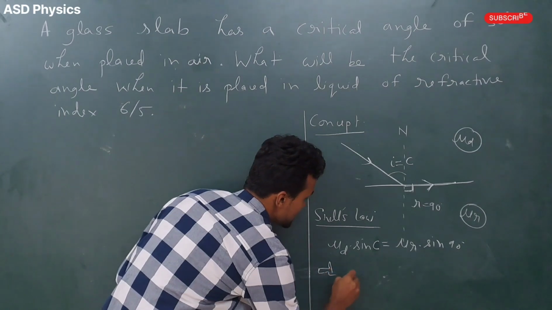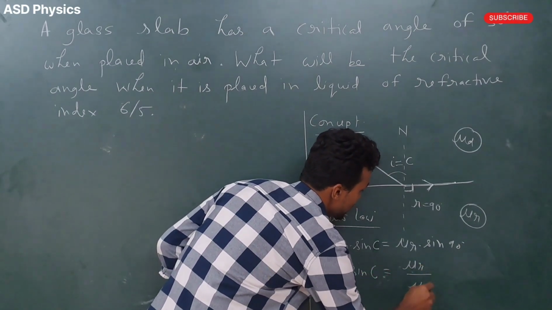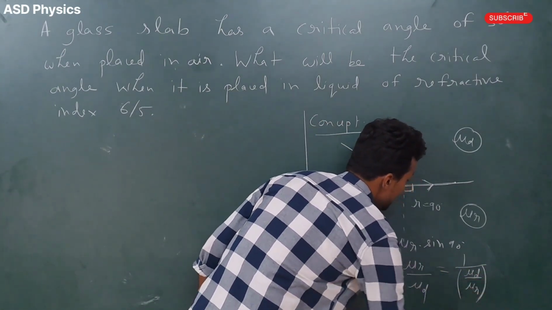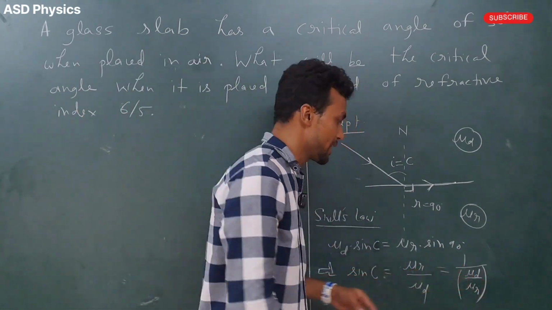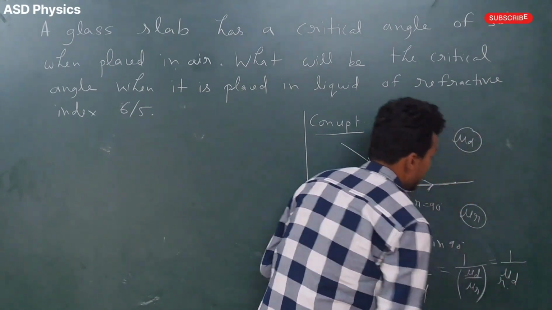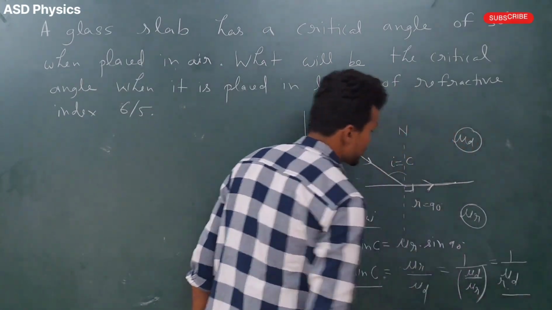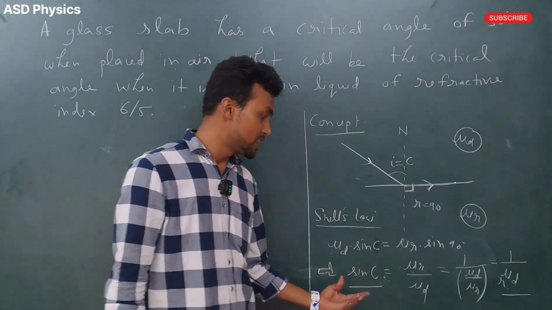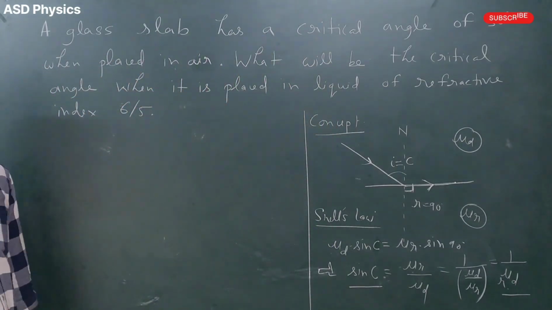So after that, if I write here, it will become sin C equal to mu r by mu d, or we can write 1 by mu d by mu r. And whenever we are writing the refractive index, by default we will always write denser with respect to rarer. So this one will become 1 by mu d r. So what formula we have got here? We have got the formula sin C equal to 1 by mu d r. And my dear students, what is this C? This C is the critical angle. So now this formula sin C equal to 1 by mu d r we are going to use to solve this question. So let's see the question.